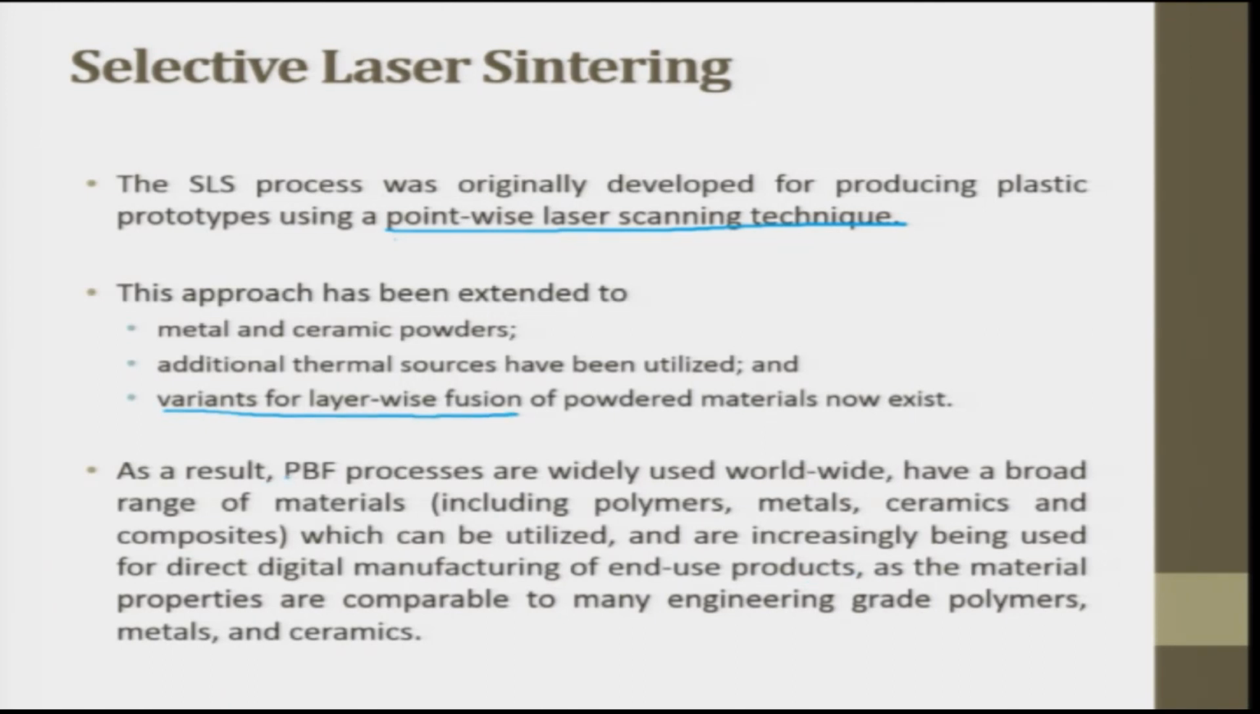As a result, powder bed fusion processes are widely used worldwide and have a broad range of materials, including polymer and metal. When I say metal, it cannot be pure, it is alloy. Ceramics and composites can also be utilized and are increasingly being used for direct digital manufacturing. Rapid prototyping is otherwise called direct digital manufacturing of end use products, and the material properties are comparable to many engineering grade polymers, metals and ceramics.